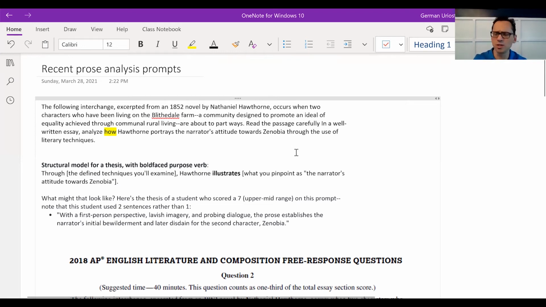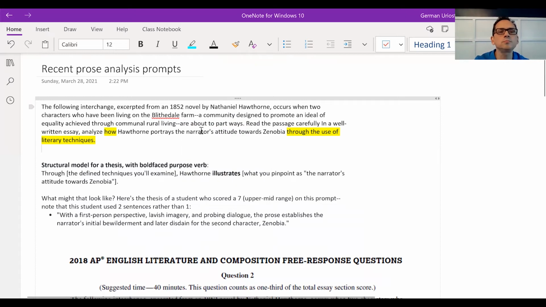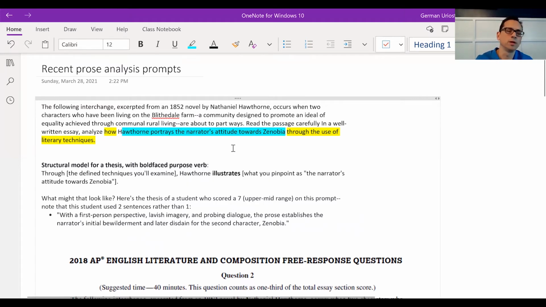And notice, sometimes they're going to list the kinds of techniques you should use, but sometimes they're going to do this. They are just going to say, through the use of literary techniques. You're like, what techniques? They're leaving it up to you. You're going to look at 2 or 3 different techniques, right? And talk about how those techniques suggest this, right? How Hawthorne portrays the narrator's attitude toward Zenobia. That's what you're focusing on. That's what your argument revolves around, right?